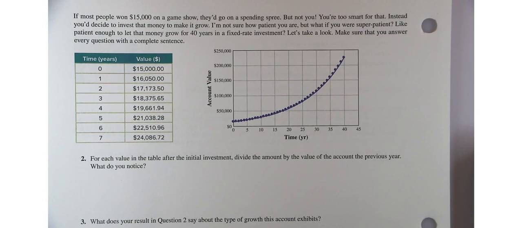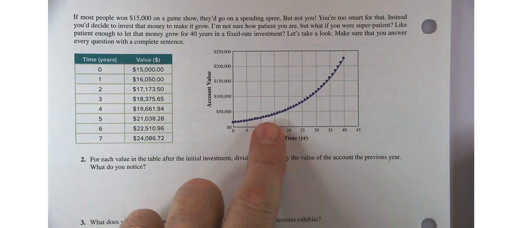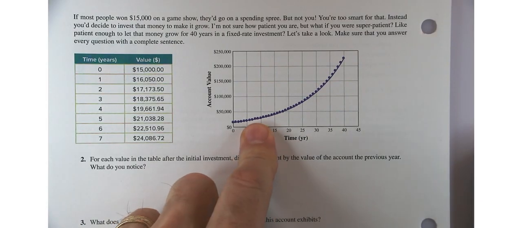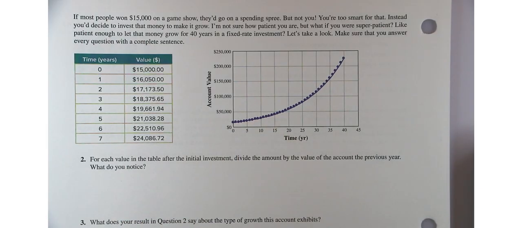So it's been a while since we've looked at this kind of stuff, but let's take a look at it now. Is the kind of growth represented in this account direct variation? Is it linear growth? What page is this? It's on page 508. Is that direct variation? Is that linear growth?